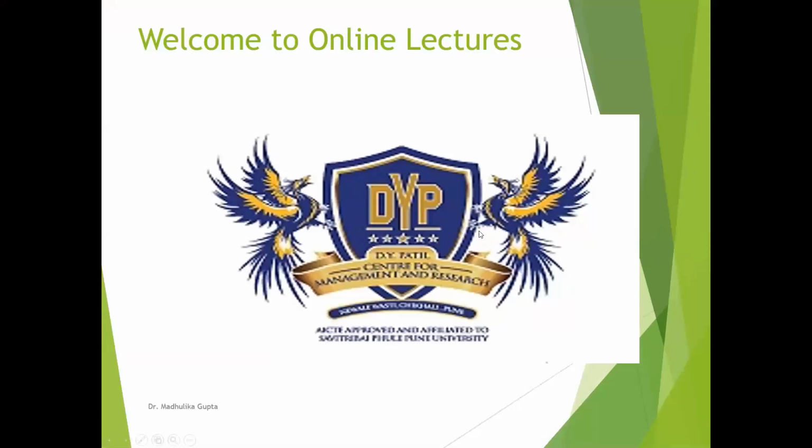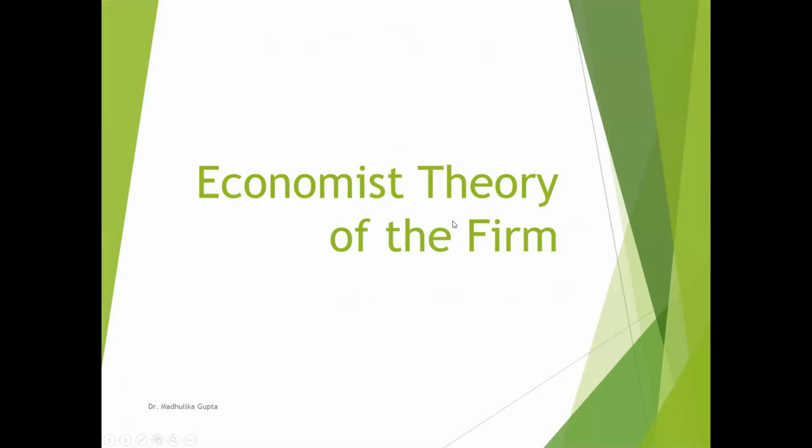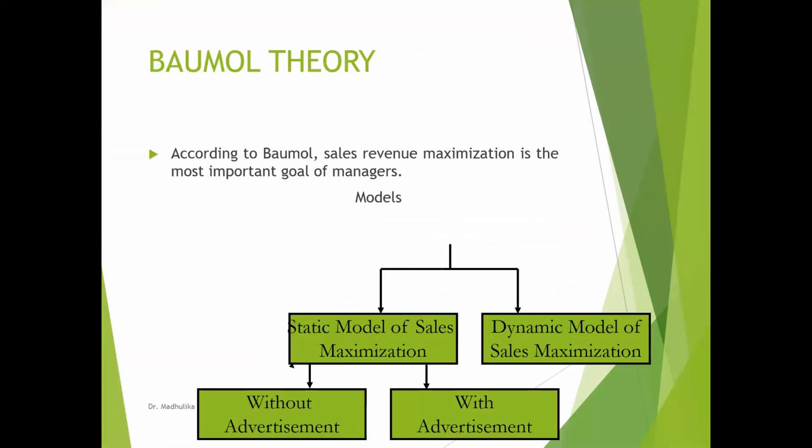Yes. So let's begin. This is your Unit 1, Part 2, and we are going to conduct a lecture on economist theory of the firm. We're going to study various theories of the firm in this particular video. The first theory is Baumol's theory. According to Baumol, sales revenue maximization is the most important goal of managers. We all know that if the sales revenue increases, of course the profit will rise.